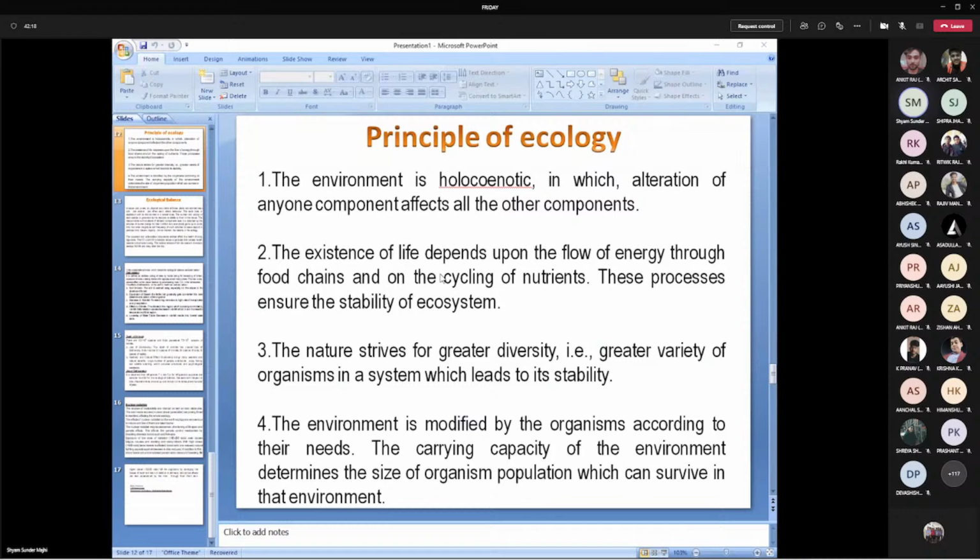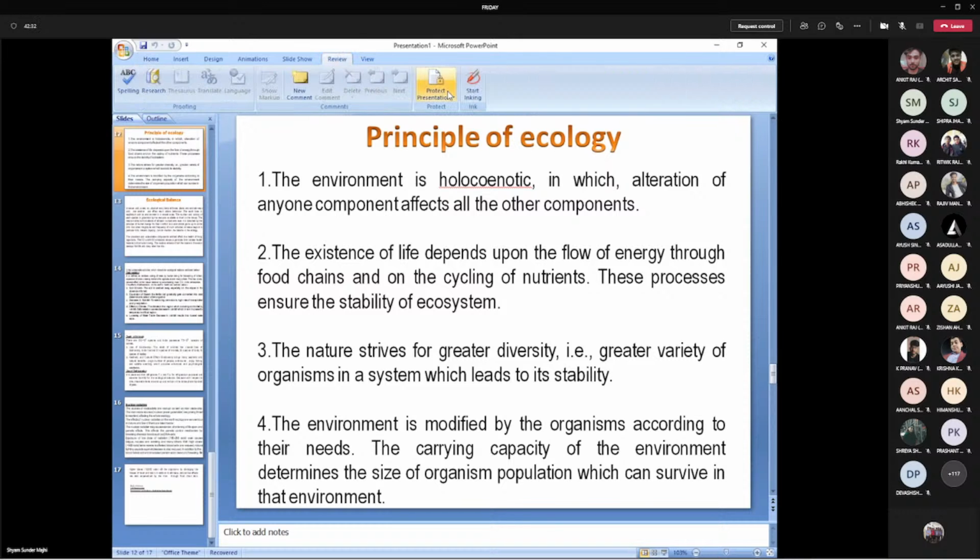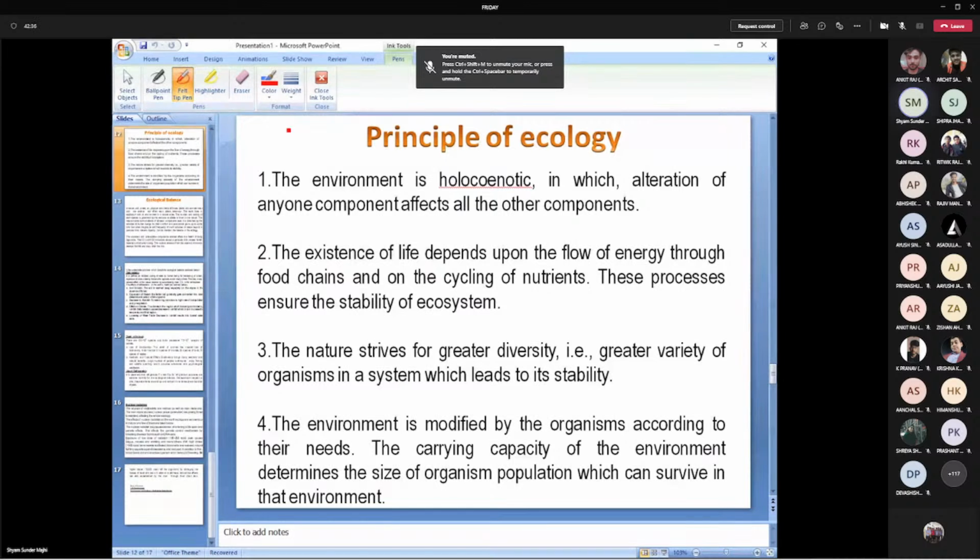So, I was discussing the principle. Look here. The flow of energy through the food chain, just a minute. So the principle of ecology is that life depends upon the flow of energy, through the food chain and the cycling of nutrients. This process ensures the stability of the ecosystem. That means everything, whether food chain, food web or food cycle, should be maintained in nature, then there is stability of the ecosystem.